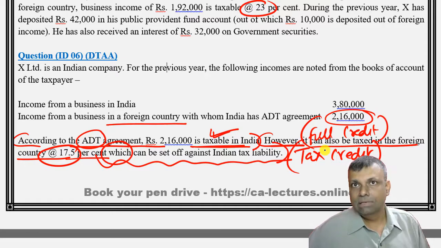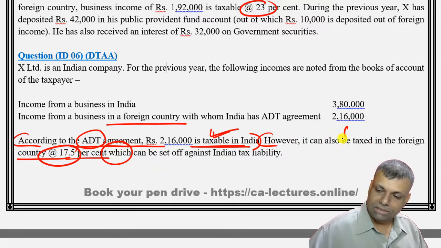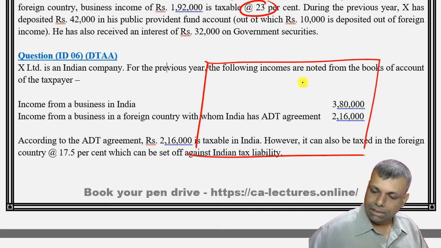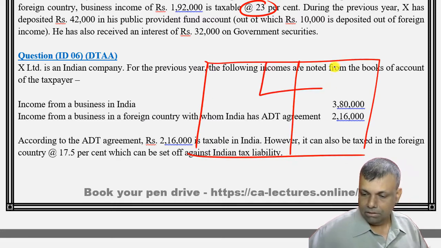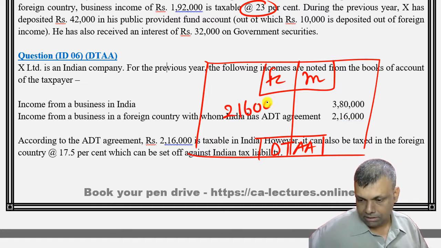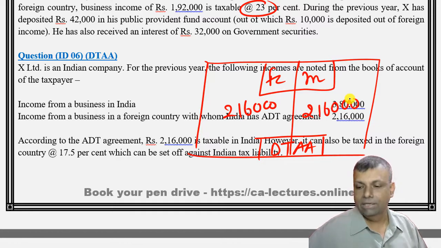So what will happen is, listen very carefully. In this particular question, the model accepted by the double taxation agreement is this: this is the foreign country, this is India, and there is a DTAA. So the DTAA has to be followed. Now 2,16,000 is taxable in the foreign country. 2,16,000 is also taxable in India. It is taxable in both the countries. So both countries will tax it.